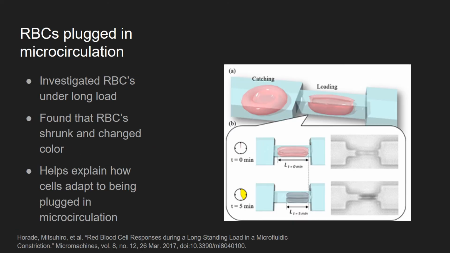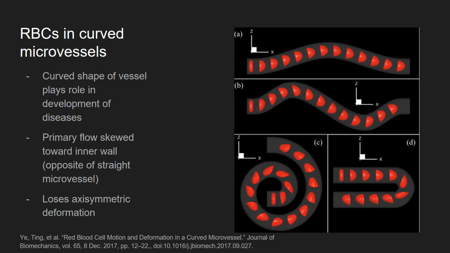Characterizing RBCs in microchannels can also simulate how RBCs act when plugged in microcirculation. This study investigated RBCs under a long load, meaning they were pushed using a syringe into the microfluidic constriction for a long period of time. They observed that the color of the cells darkened and that the length got shorter and shorter. After a 5-minute load, the cells were found to have shrunk to about 15% of their initial length.